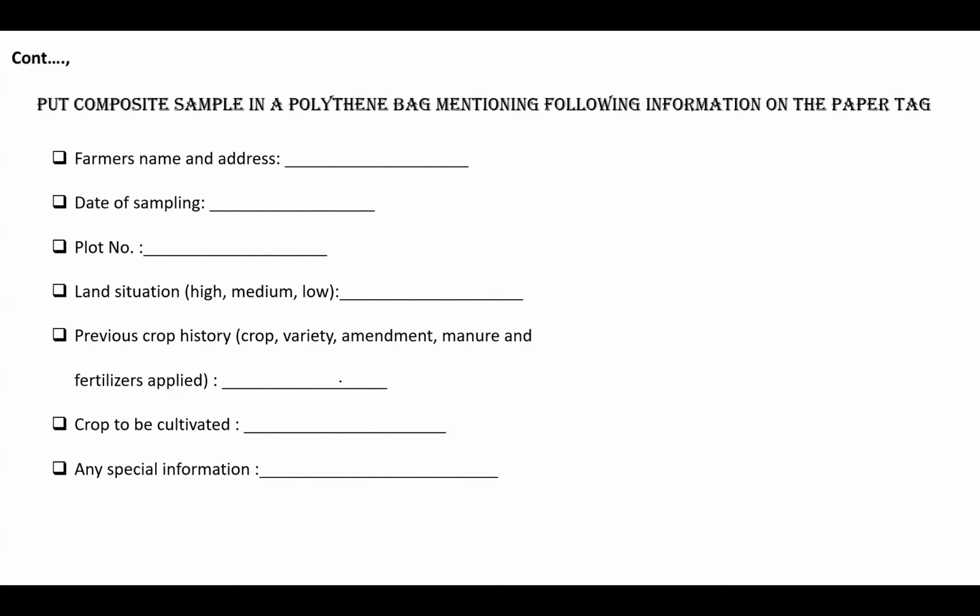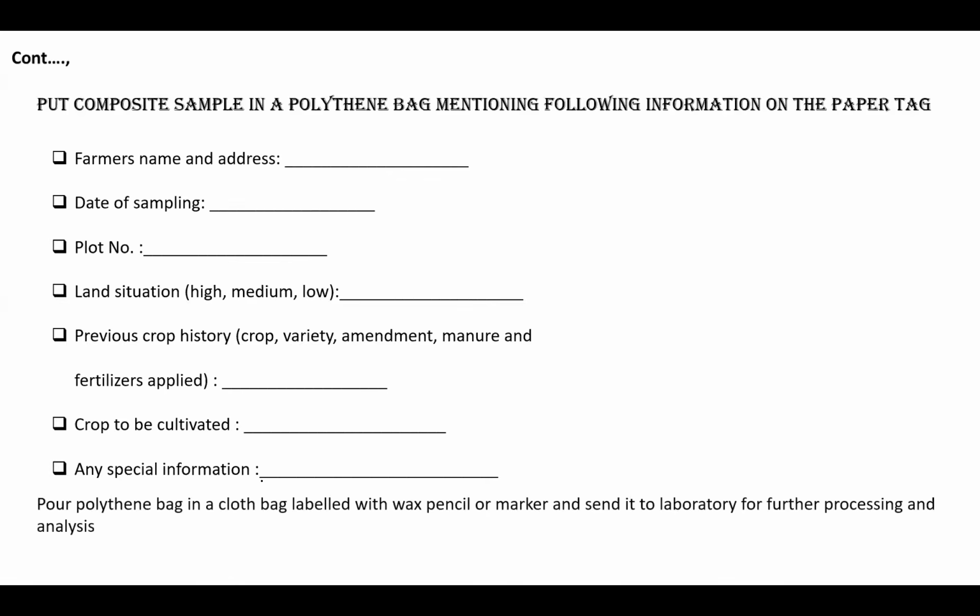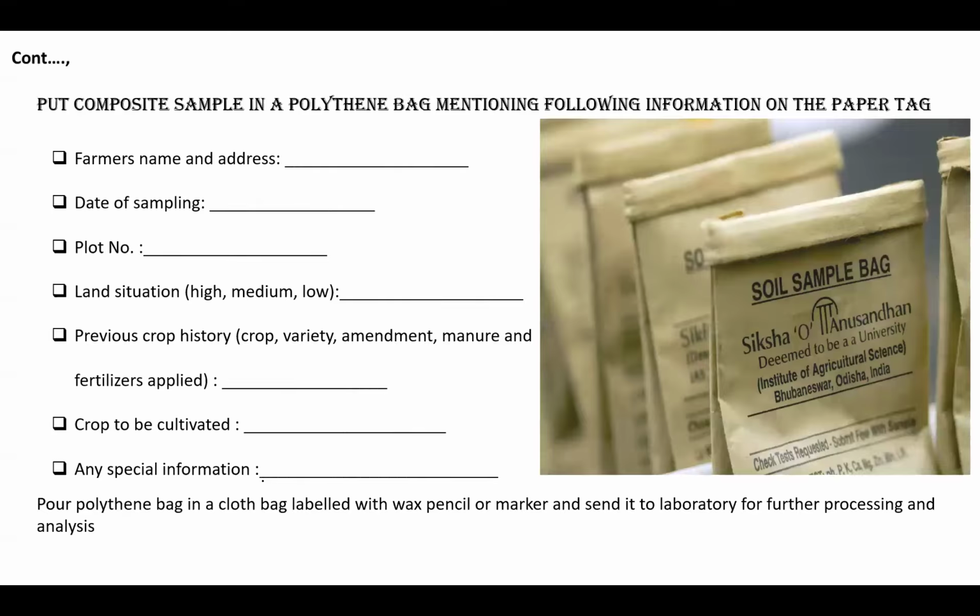So if paddy is complete and it's planning for pulses, then we have to decide our crop management or fertility management based on the requirement. And any other special information, like nearby, are there any big trees, any rock outcrops, you have to mention all those things. After mentioning all those things, we have to tie the bag, and we have to send those samples to the soil testing lab, as mentioned here.